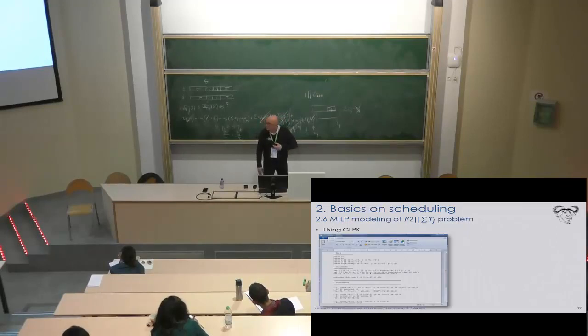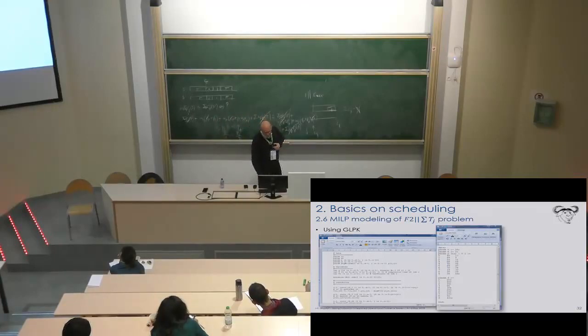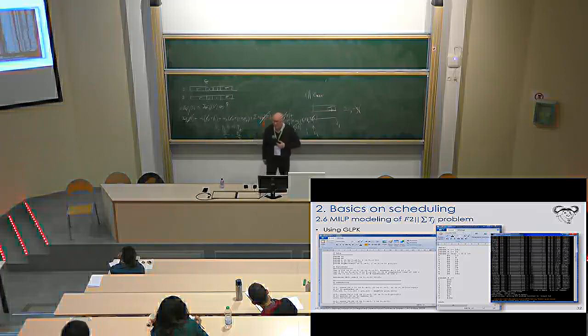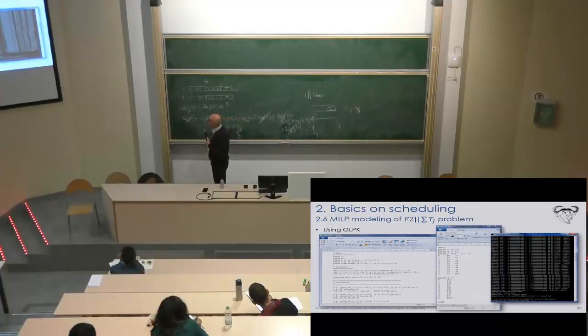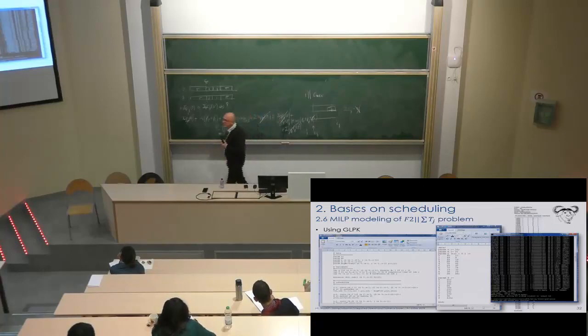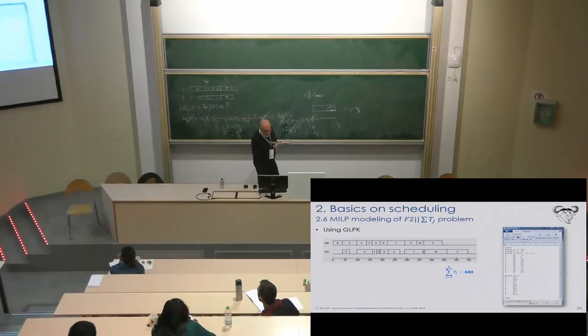Okay, so you have GLPK, with this file, which is a model, and this file with data, then you obtain an output. If you redirect the output in a file, from this file you can see the values of the variables and deduce the solutions. Okay, we will see this in detail tomorrow. So for this instance, with 10 jobs, we have the sum of tardiness equal to 480. So GLPK can solve instances with up to 10 jobs in some seconds.